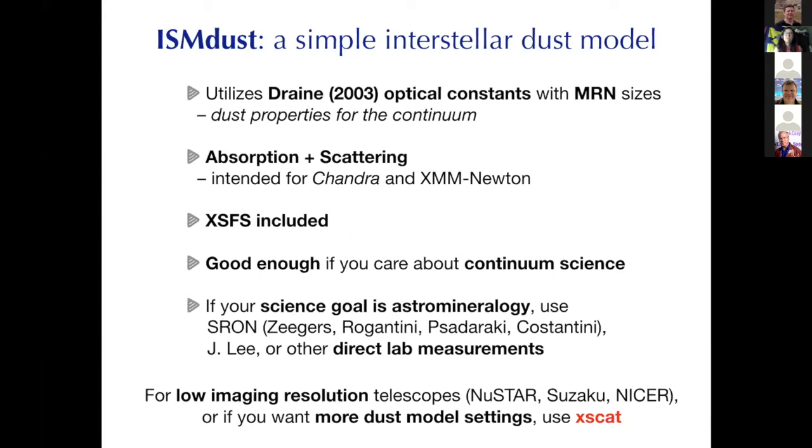If your science goal is astromineralogy, or even ISM abundance measurements, I would use direct lab measurements. So there's some becoming available now from Esron, and then there's some from Julia Lee from about 10 years ago. So if you want to do astromineralogy, don't use this model. But if you just care about continuum, it's fine. If you're working with low imaging resolution telescopes, or you just want to try out different dust model settings, use XSCAT, which was released with the Smith et al. paper in 2016. And I'll talk a little bit more about that in a second.